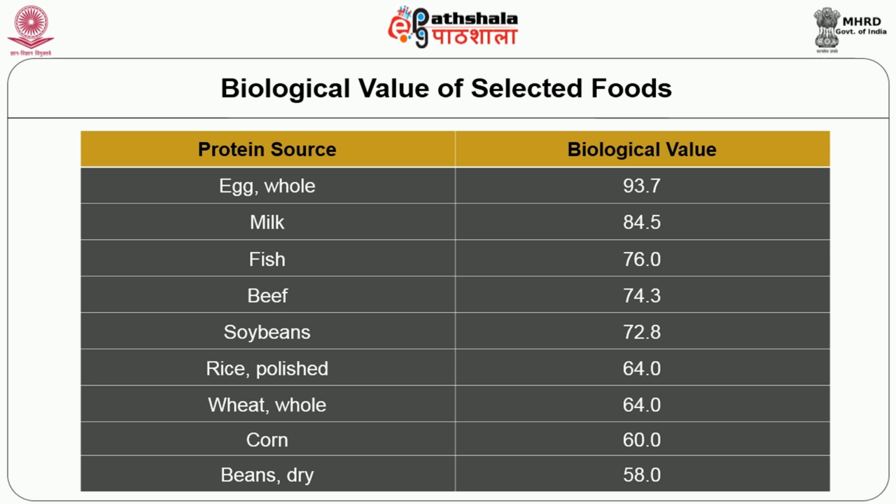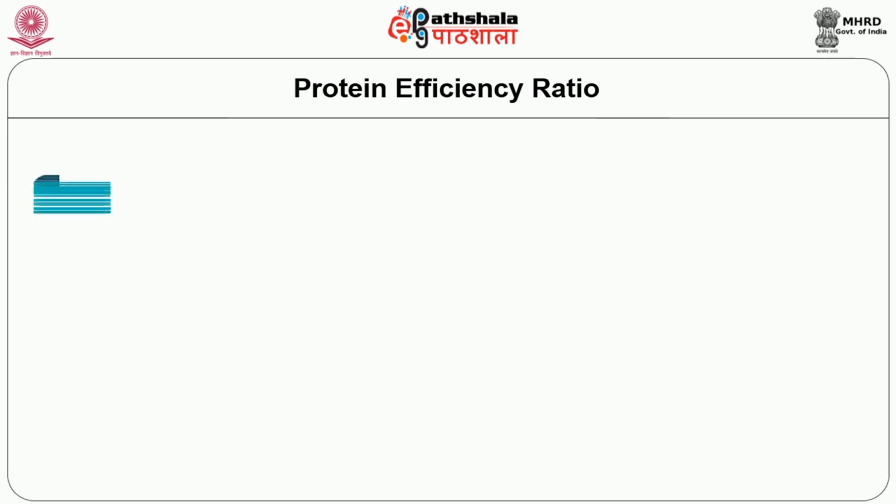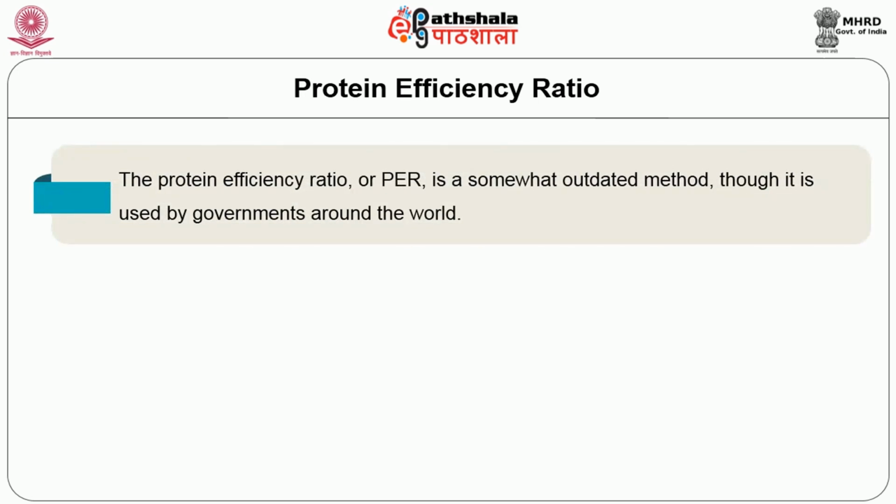See, the other aspect of protein quality evaluation is the protein efficiency ratio. We can also assess protein quality by looking at its protein efficiency ratio, like what we have discussed about the biological value earlier. Now, we should know a little about the protein efficiency ratio. Protein efficiency ratio, abbreviated as PER, is a somewhat outdated method because people are not really using it nowadays, though it is used by governments around the world.